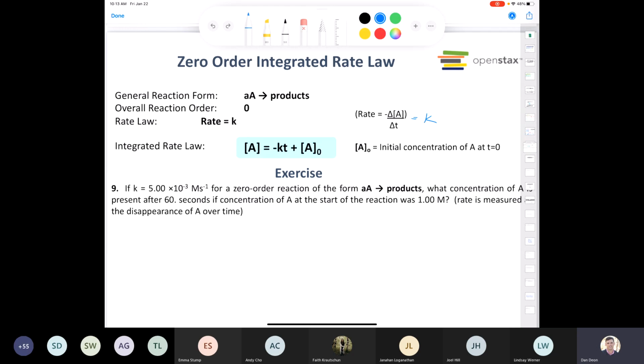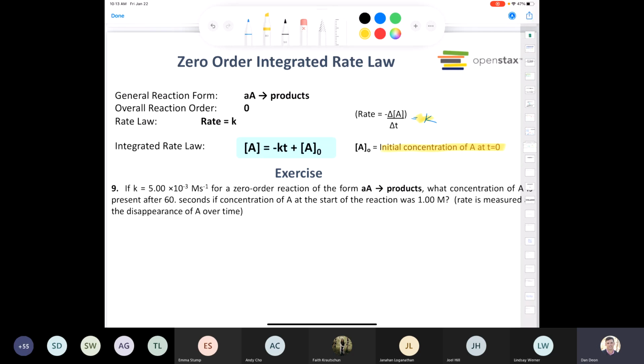It's already on there. So if you integrate a zero order reaction, you get this integrated rate law, which you can use to relate the change in concentration of the reactant over time. The concentration of A is equal to negative the rate constant times time plus the initial concentration. So remember that A0 here is the initial concentration of A. What do you notice about that equation? It's kind of cool, huh?